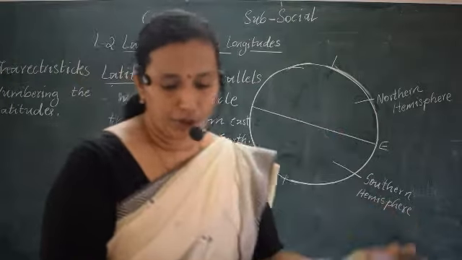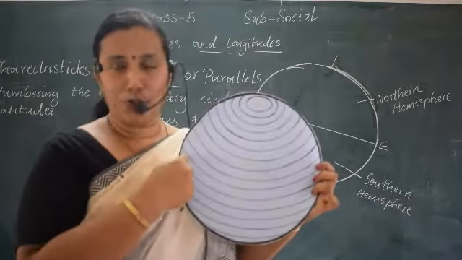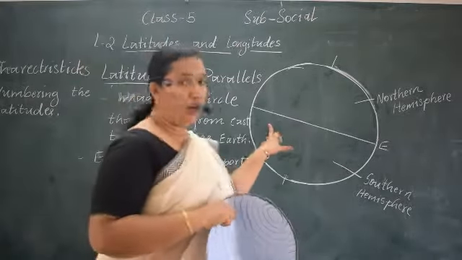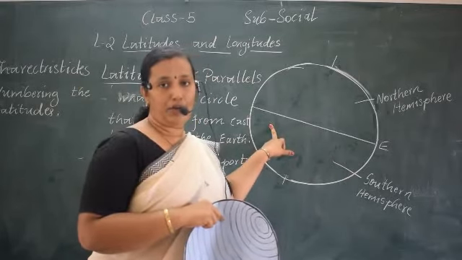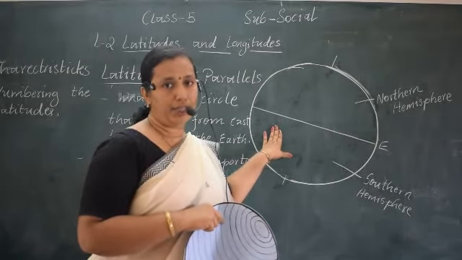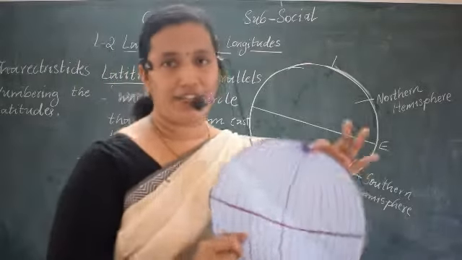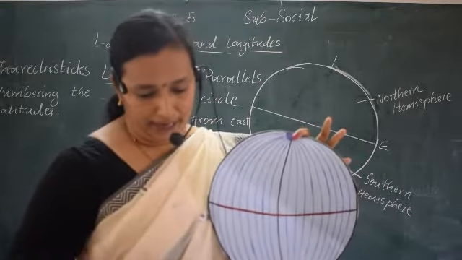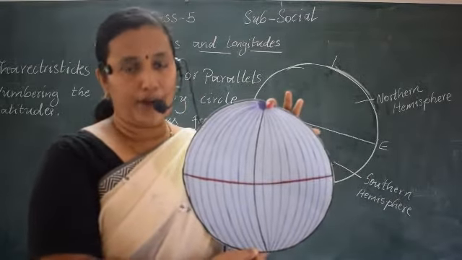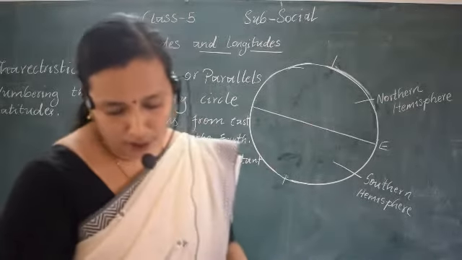I already showed you that latitudes run from east to west, and the equator is the longest latitude, or important parallel. Longitudes are imaginary lines that run from north to south. Hope you understand this. They are called the longitudes.